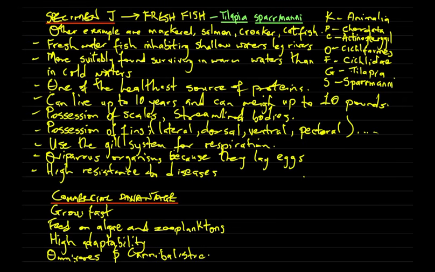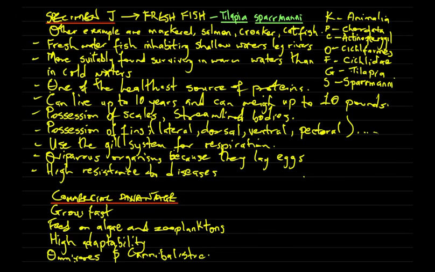Specimen J is fresh fish, from freshwater habitats. For this tutorial, I used a particular fresh fish as my specimen, and the fish that I used is the tilapia. We have other types of fresh fishes as well, like the mackerel, the salmon, the croaker, and the catfish. All of these are fresh fishes because they are gotten from freshwater habitats. But I decided to streamline this discussion to tilapia, and then use that to explain what I want to talk about.